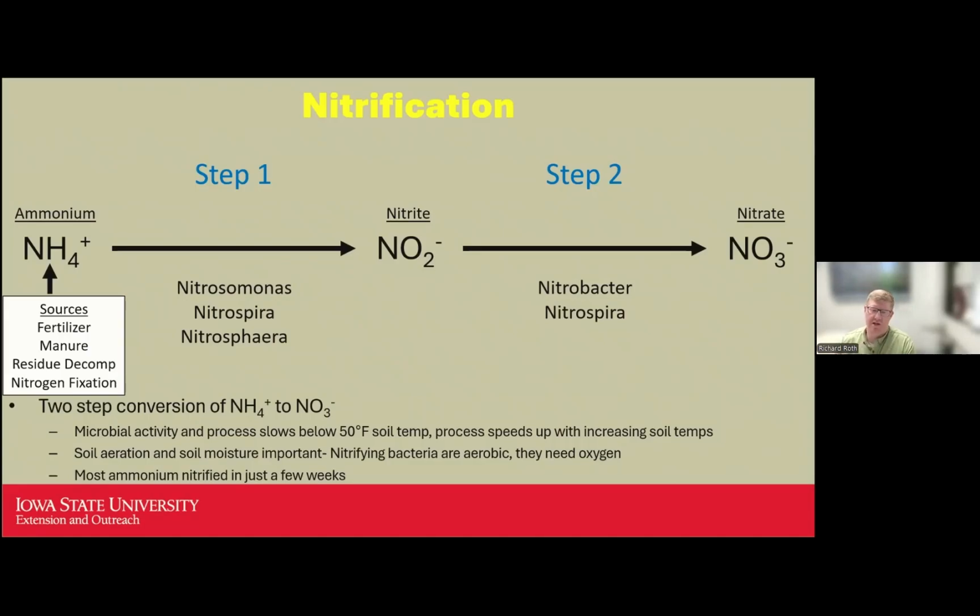So this process slows dramatically. Like it doesn't go to zero, but for all practical purposes, it is as close to zero as you're going to get once those soil temperatures drop below 50 degrees and stay on that downward trend, right? So this is one of the reasons why we have this standing recommendation to apply anhydrous ammonia in the fall when soil temperatures drop and stay below 50 degrees, because this process slows way down, and we're able to keep the majority of that nitrogen in the ammonium form versus converting over to the nitrate form.